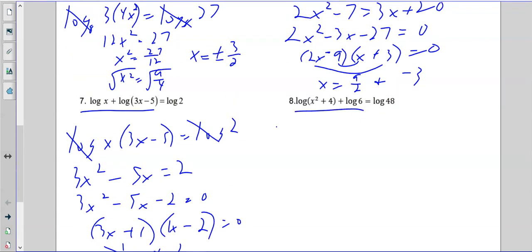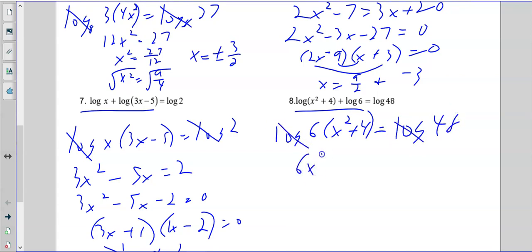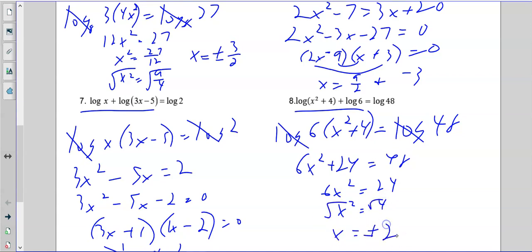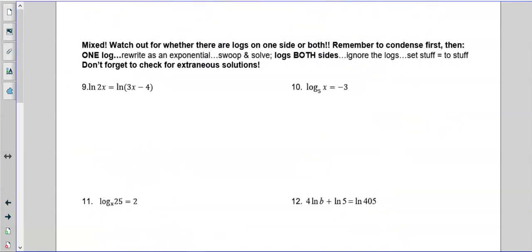Number 8, condense, write log once. 6 times x squared plus 4. We can write x squared plus 4 times 6, but just the way we normally do things. And log 48. Log on both sides. 6x squared plus 24 equals 48. Since there's no x's, I'm just going to subtract the 24 and get 6x squared equals 24. Divide by 6. X squared equals 4. Square root both sides, plus or minus 2. Right, a little bit of everything.